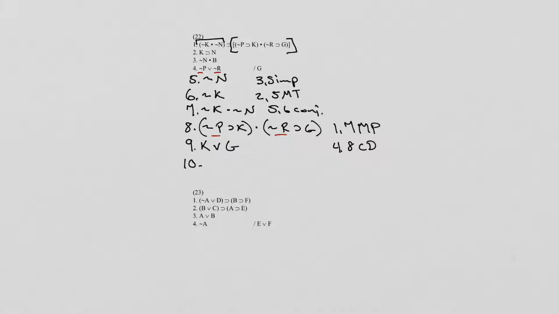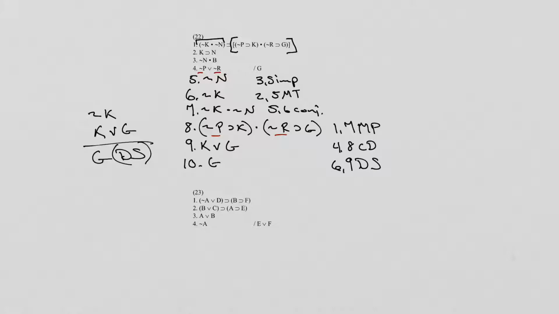And now we just need to get rid of that K. And if you look at line 6, we can do it. So we have a disjunction, we have a negation of one side of it, so we have not K, and we have K or G, so that gives us G with DS. Okay, so we're just going to have a G down here, and then we're going to use lines 6 and 9, DS.